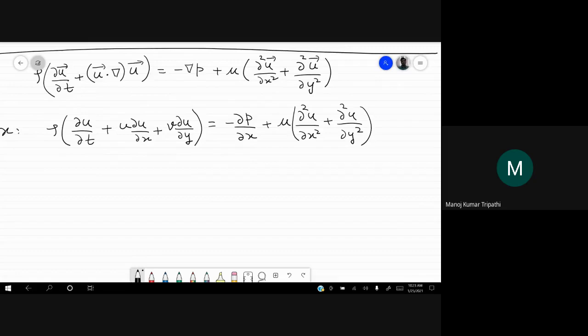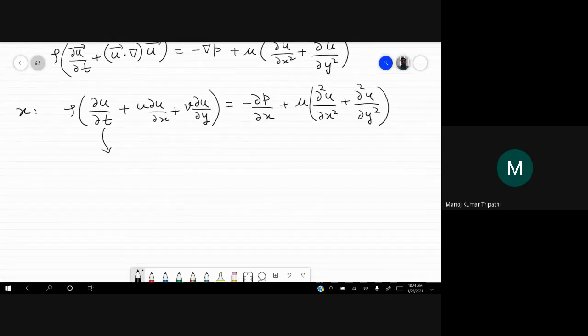Okay. This is the momentum equation for x direction. Similarly, we can write for y direction. It will be similar. u will become v in that equation in some places. So let us see each and every term. The first term, now we know how to discretize it.